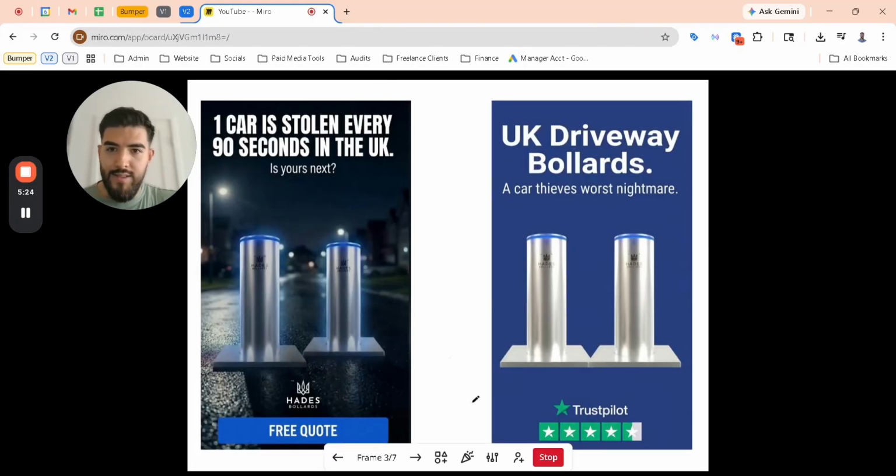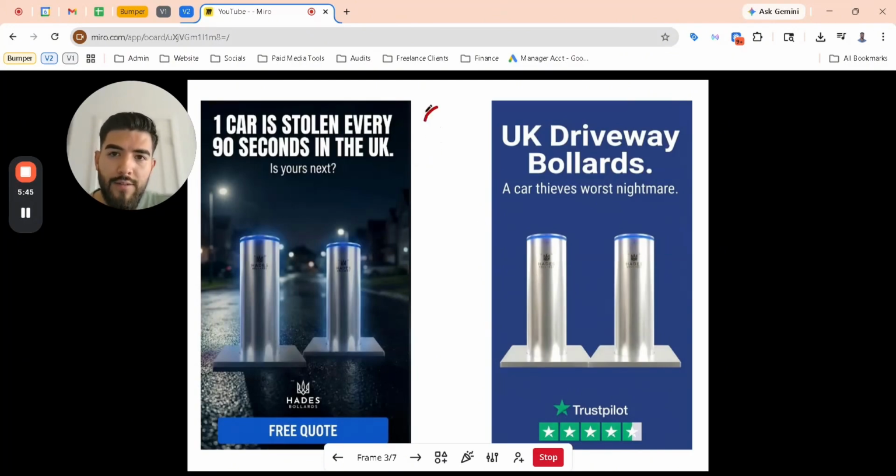So for example, here's some ads. And this is a client. And you can see same product. They're essentially selling driveway bollards for reducing theft, auto theft, etc., and just driveway security. And so we have essentially the same ad, but the messaging is very different.